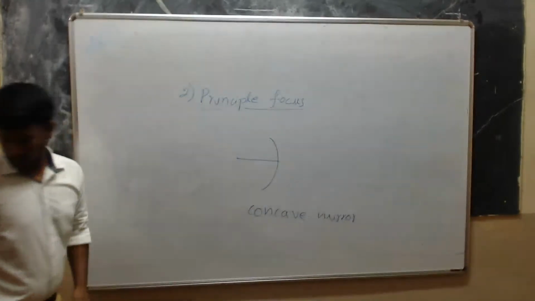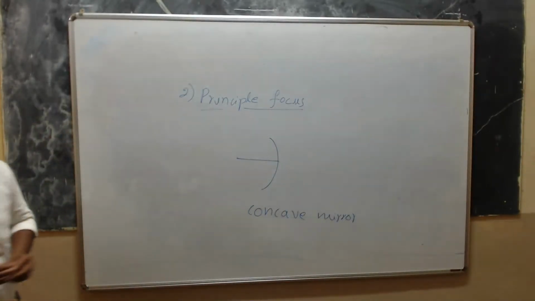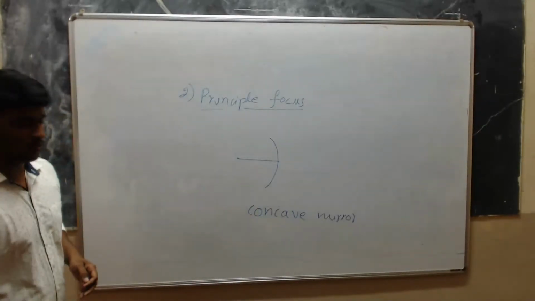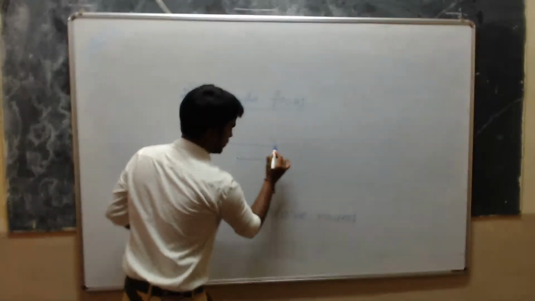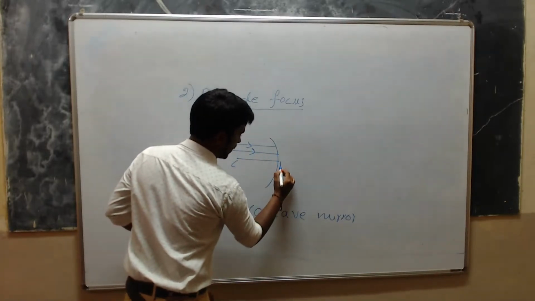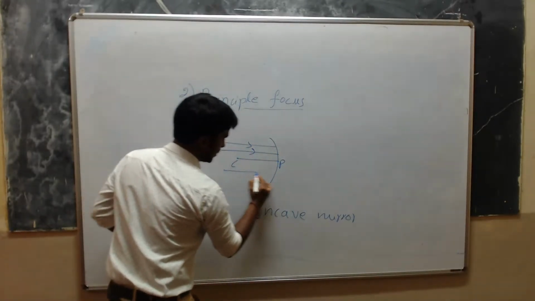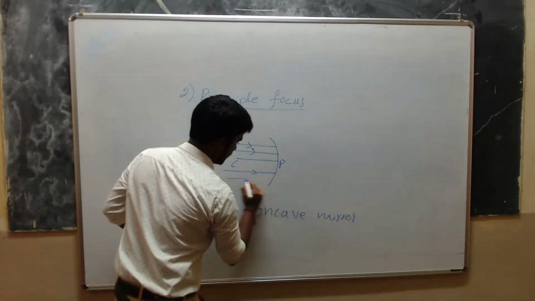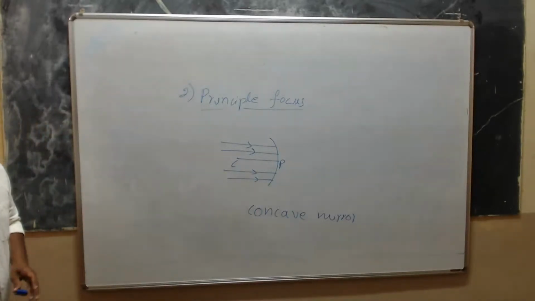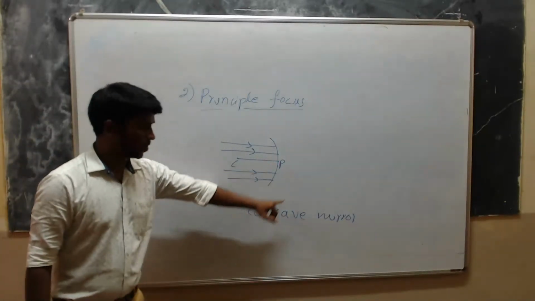Just imagine some rays are coming from an infinite distance. This is the incident ray, this is the center of curvature, and this is the pole of the mirror. Now these rays are striking the concave mirror.